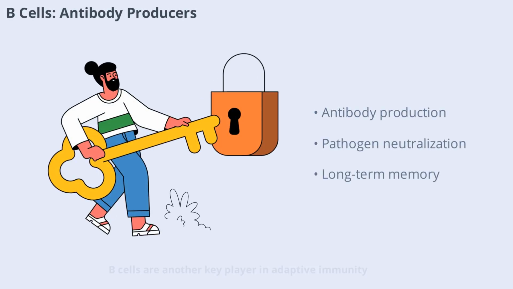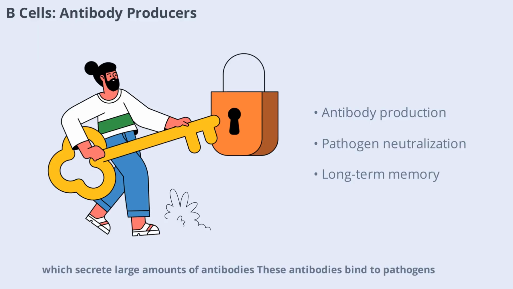B cells are another key player in adaptive immunity. Their primary effector function is the production of antibodies. When B cells encounter antigens, they differentiate into plasma cells which secrete large amounts of antibodies. These antibodies bind to pathogens, marking them for destruction and preventing them from infecting cells. B cells also form memory cells, providing long-term protection.